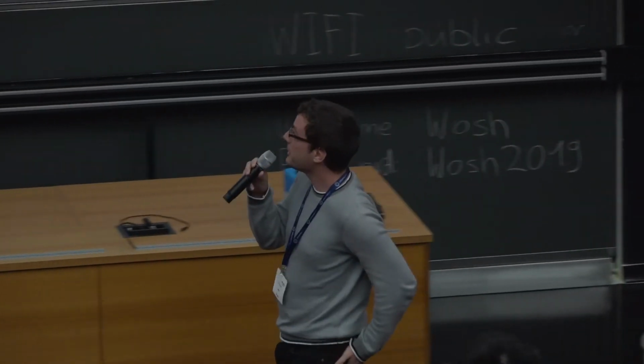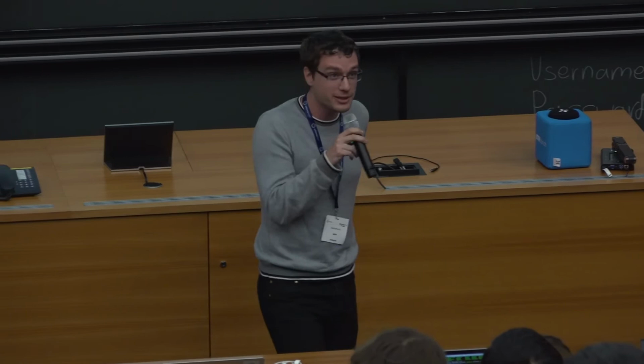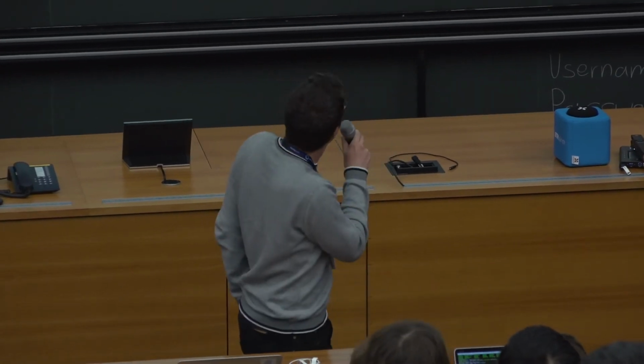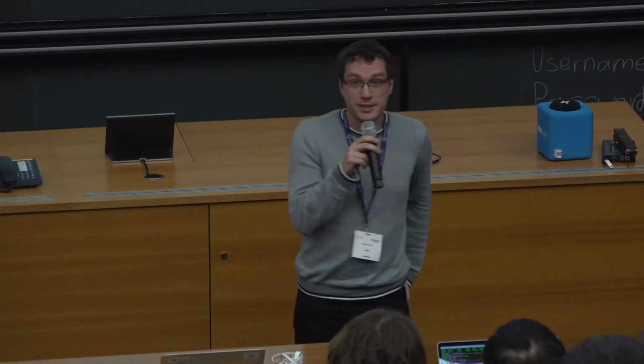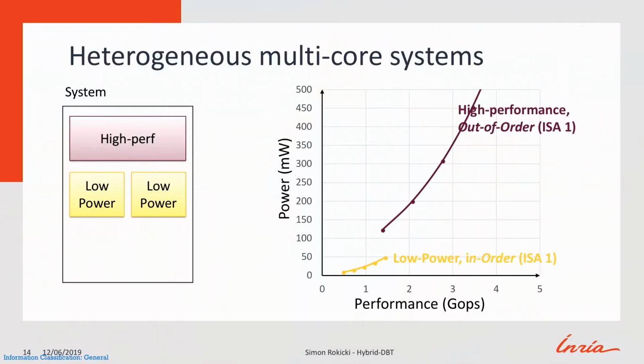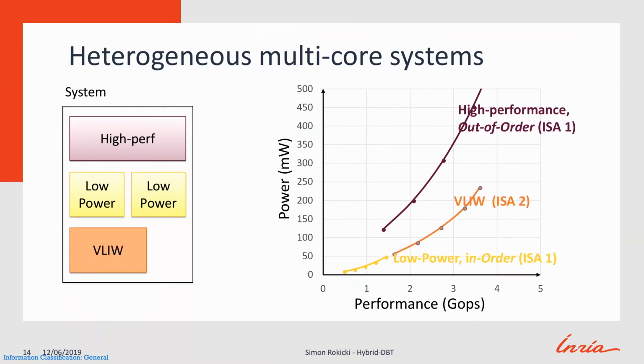Hello everybody, my name is Simon Kiki, and the work I present here is about embedded systems where both performance and energy efficiency are important. Usually to solve this problem, we use heterogeneous multi-core systems with both out-of-order and in-order cores. What I propose here is to add another type of processor to the system, which is a VLIW processor. The problem is that those cores use an explicitly parallel ISA, so you won't be able to easily migrate a task to the VLIW core.